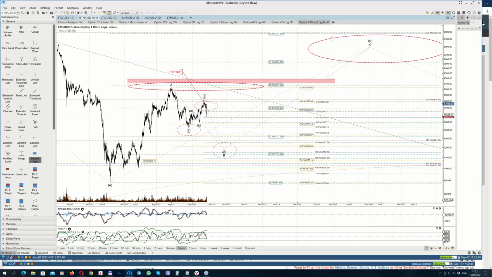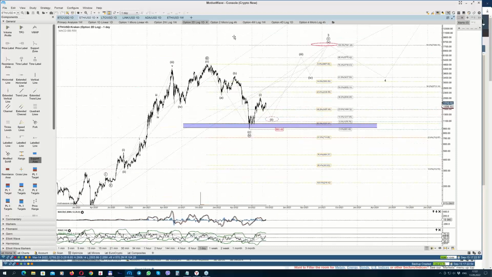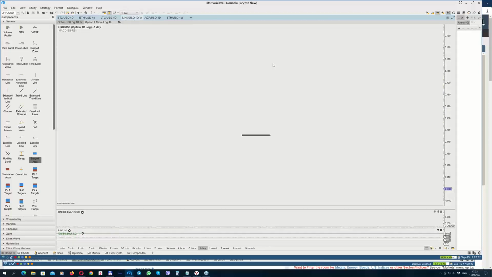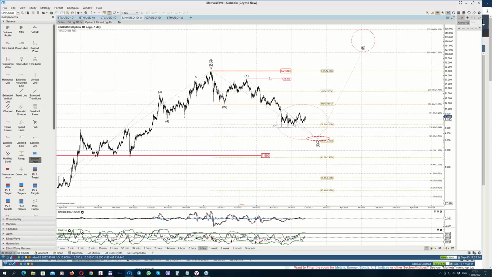In the case we take out 3300 region, then we may probably be on the way to the ideal target at 8,000. But in the case we break below 1075, then the next target is 570. I hope that is quite clear.